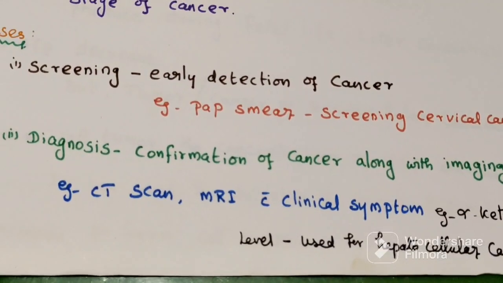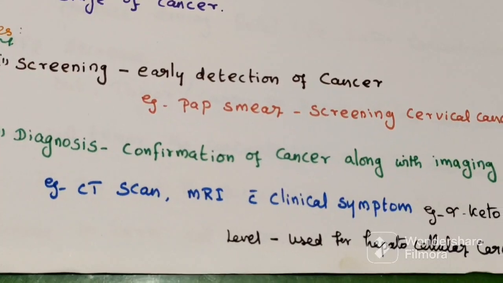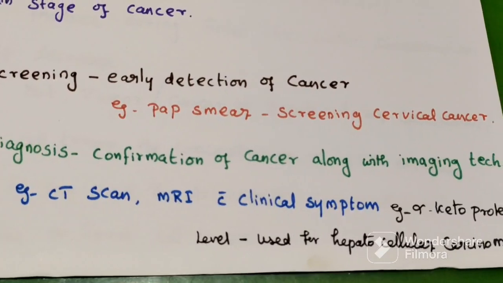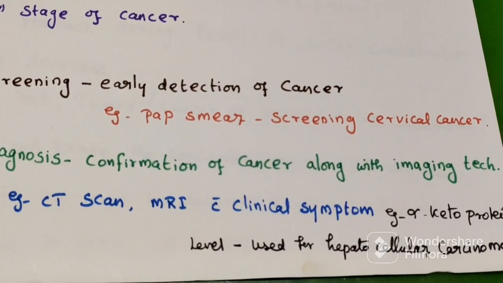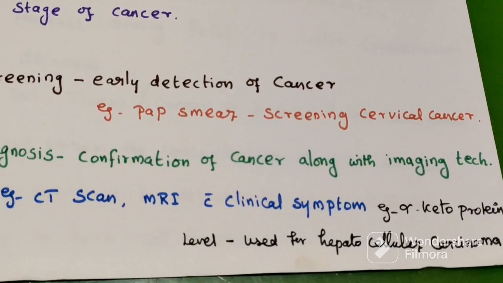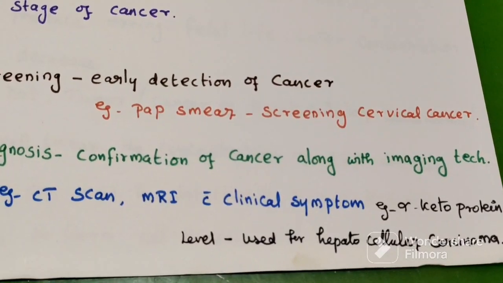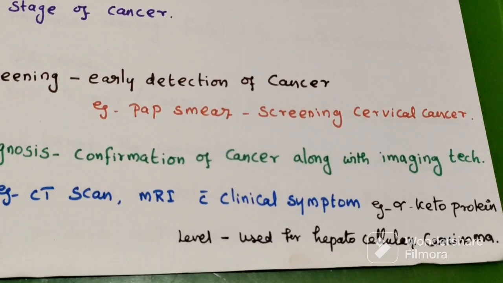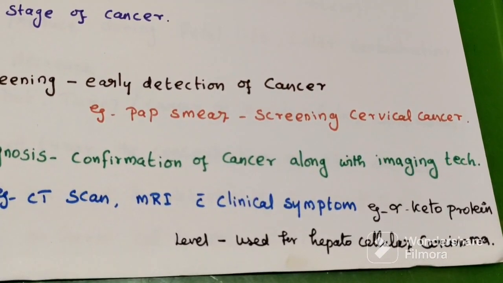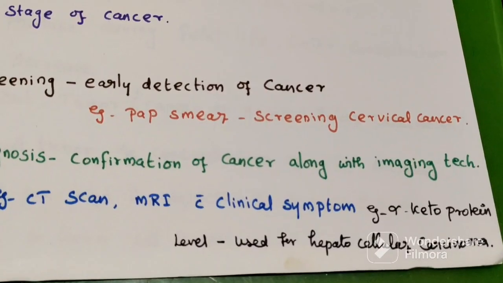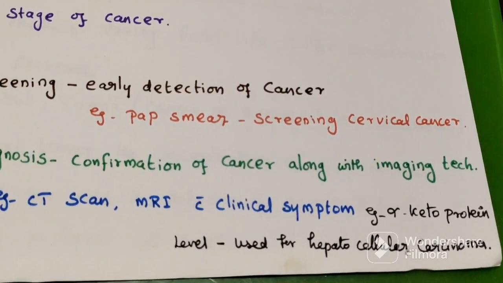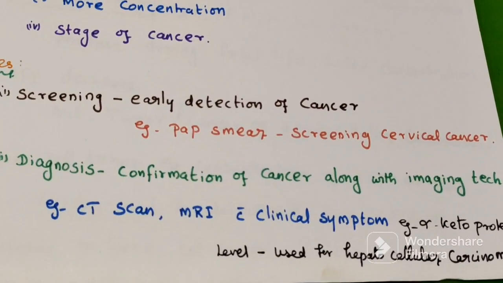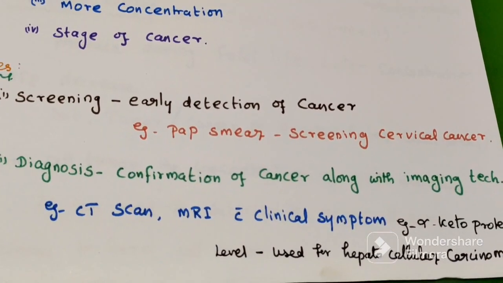The second one is diagnosis. Diagnosis is used for confirmation of the cancer along with imaging techniques, for example CT scan, MRI scan, etc., and along with the clinical symptoms. For example, the alpha fetoprotein level is used for diagnosis of hepatocellular carcinoma.